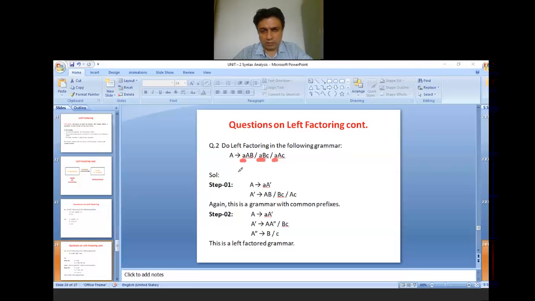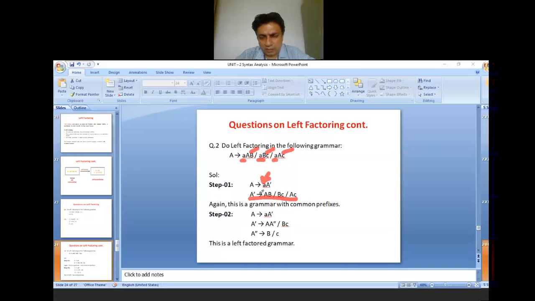So we need to first convert it into left factored grammar. According to our rules, A produces what is common. We need to first take it. A produces small a and A dash, and A dash gives what is uncommon in all three productions. So here you can see ab, in the second bc, and from the third production ac. This is the first iteration.